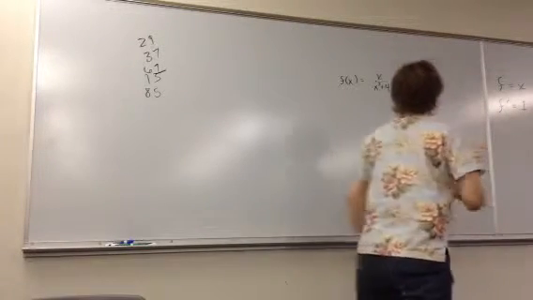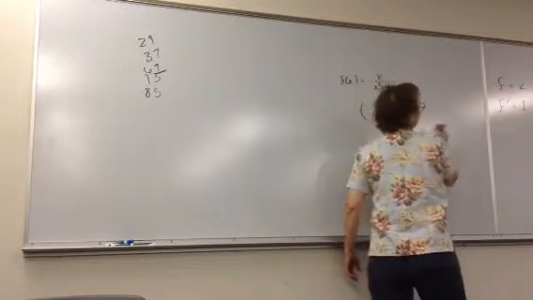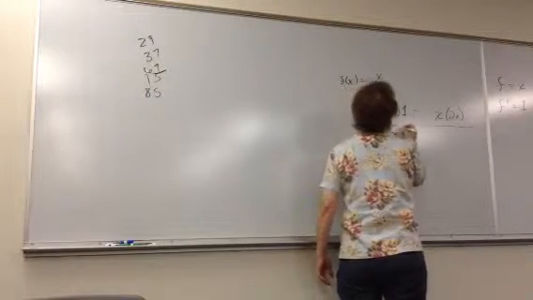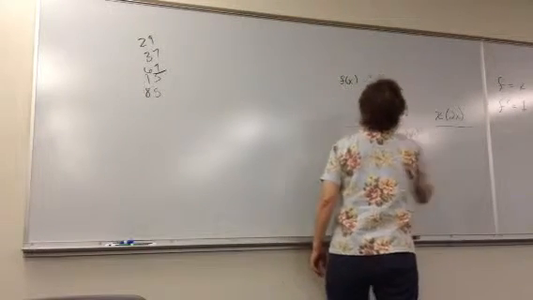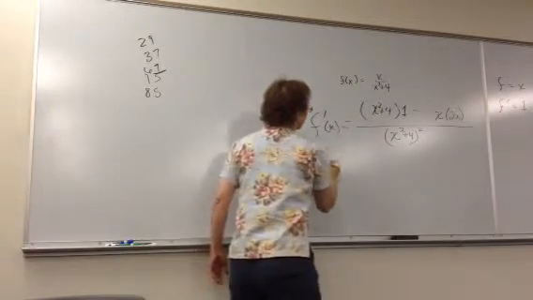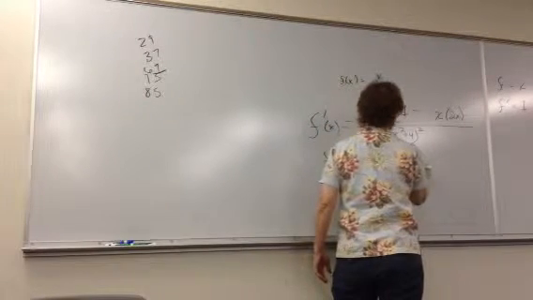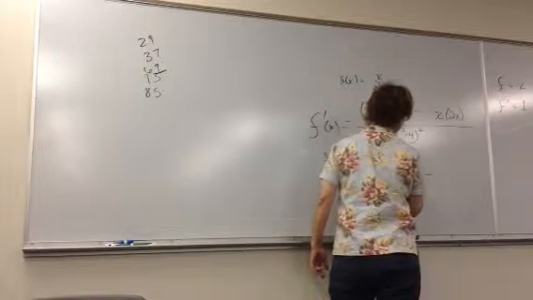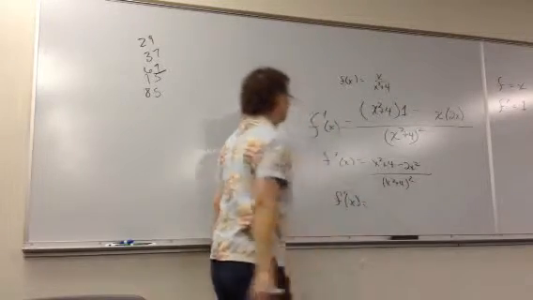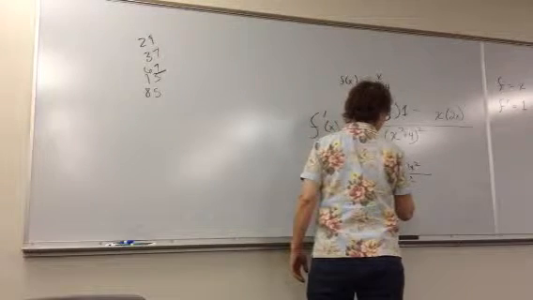There we go. So it's going to be g times f prime minus f times g prime over g squared. So my derivative is x squared plus 4 minus 2x squared over that thing, negative x squared plus 4.